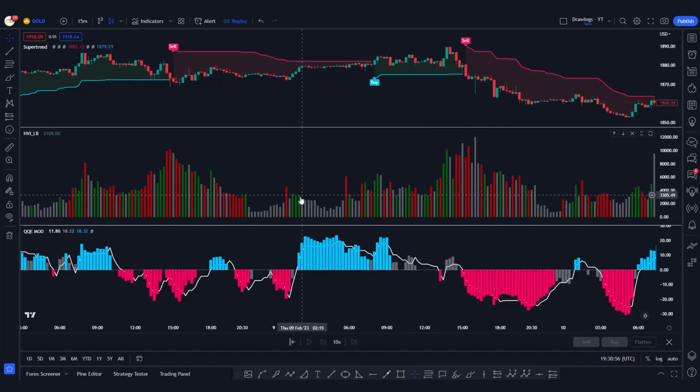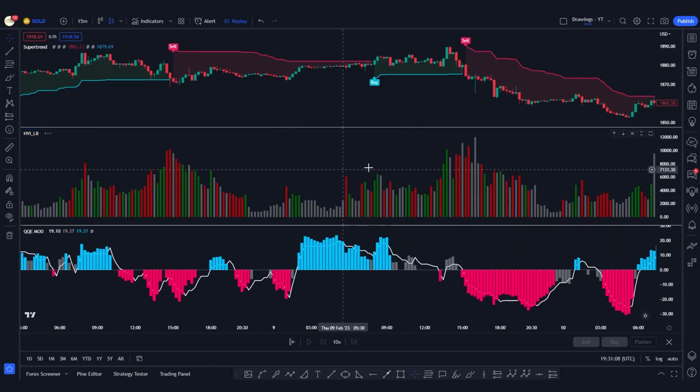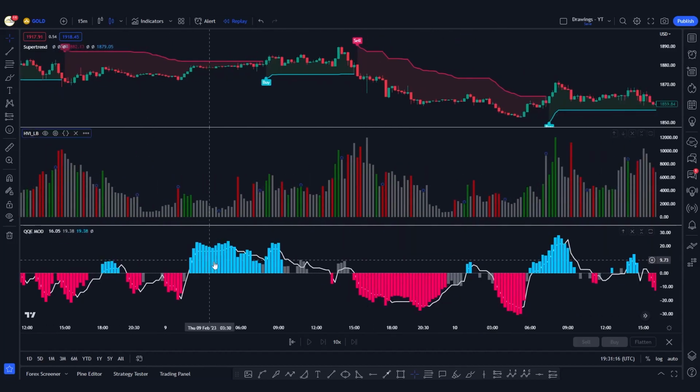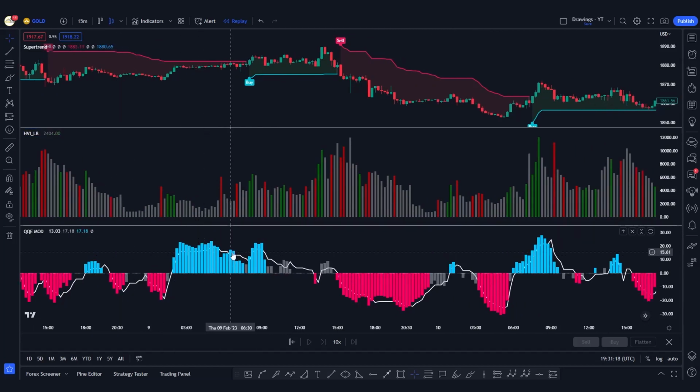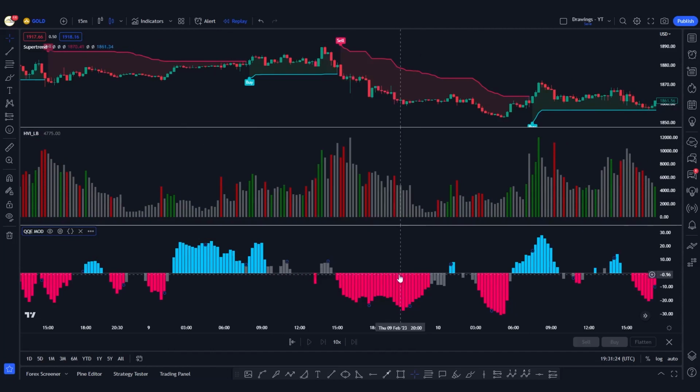Now here we want to tweak these indicators a little bit, because we want to go to the indicator settings of the HVI, and we want to change this value of the divisor from 3.6 to 1.5, and now let's hit OK. As you can see, after doing this change, the colors of the red and green volume bars decreased a lot, and this is in our favor. Now in the QQE mod indicator, we're going to go to the indicator settings, and inside the style we want to hide these QQE lines.